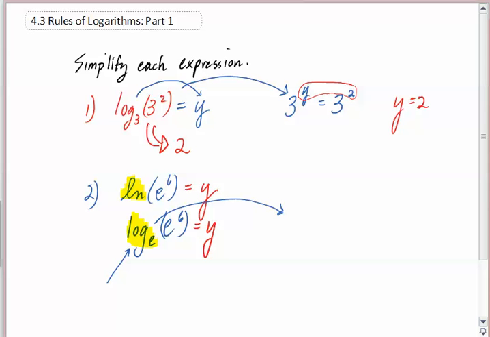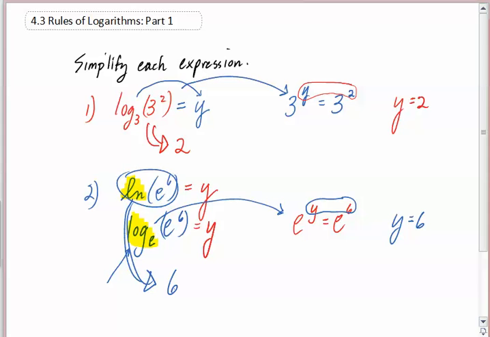So let's take a look. We have e to the y power is equal to e to the 6th. There's the argument. Again, it's very easy to see that y has to be 6. So this expression is equal to 6. If you want to begin to memorize the pattern, you can do that, but at least you know why it's happening. So this answer is 2 and this answer is 6. All right, let's take a look at another couple.